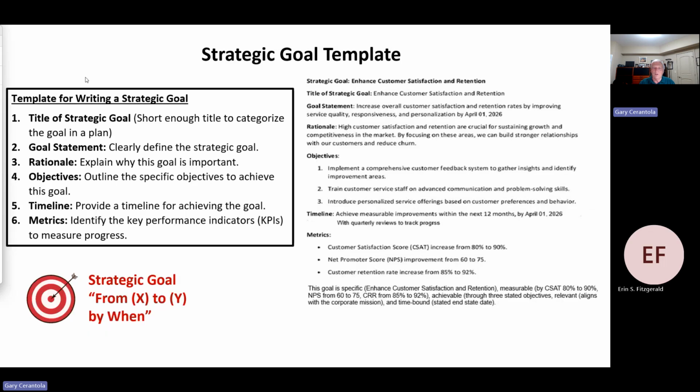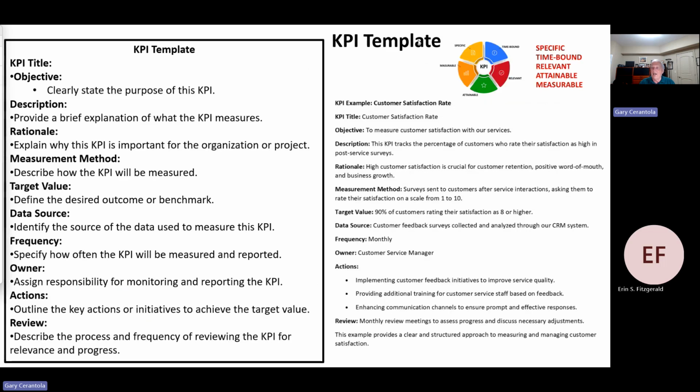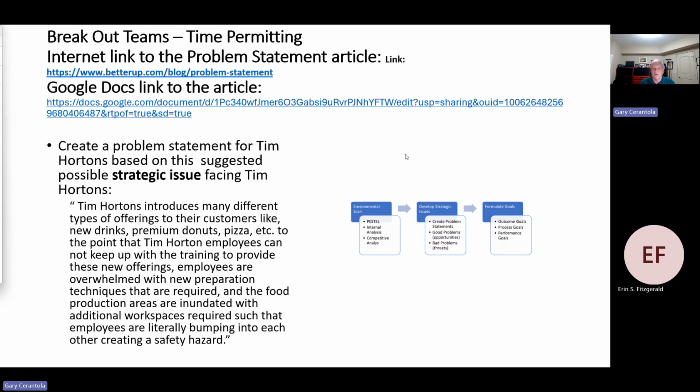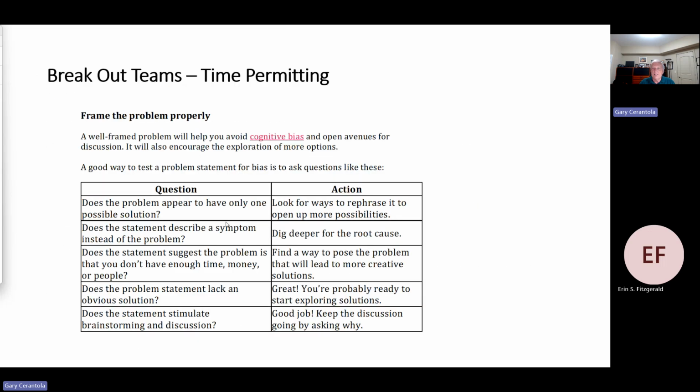Here's a goal template where, title for the strategic goal, putting a goal statement together, the rationale, the objectives, the timeline, the metrics. Here's an example of one that was put together. And the actual key performance indicators used in those goals. Here's the template for really getting a sense of where you're going to find these and how you're going to use them. And then here's an example of that. Personal mission, we're beyond that for 3, and we're not going to do that.